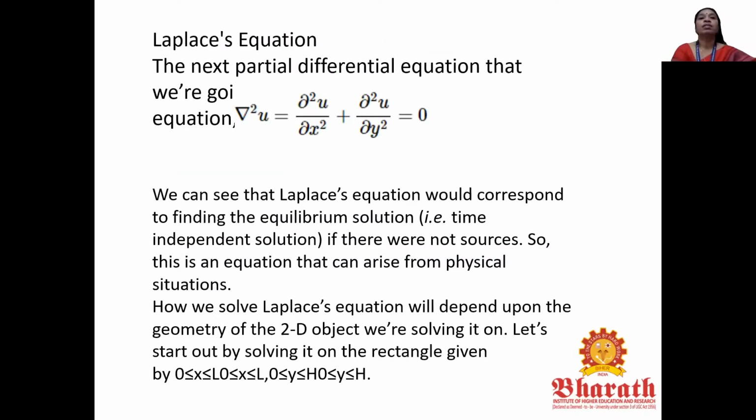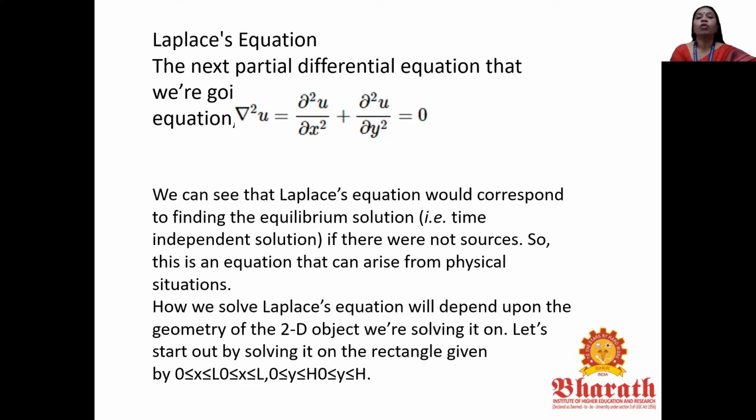Next is the Laplace equation. The next partial differential equation that we are going to see is dou square u is equal to dou square u by dou x square plus dou square u by dou y square is equal to 0. So we can see that the Laplace equation could correspond to finding the equilibrium solution, that is a time independent solution, if there were no sources. So this is an equation that can arise from physical situations. How we solve the Laplace equation will depend upon the geometry of the 2D object we are solving it on.